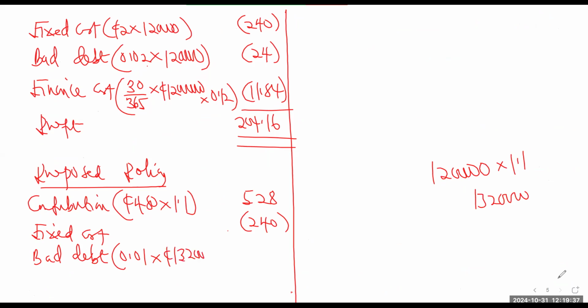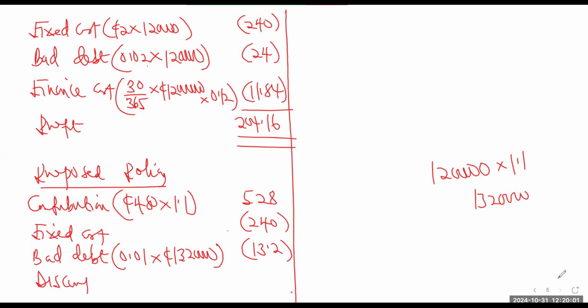Okay. So 1,320,000, that is 13.2. Okay. What are some other costs that we are going to be incurring as a result of what? Of the bad debt, as a result of the new policy.